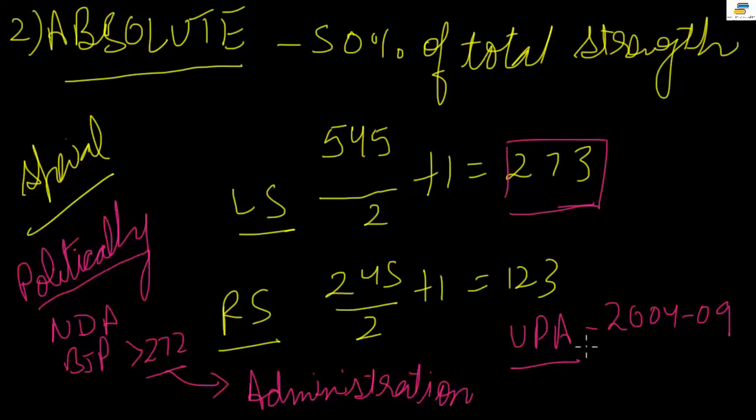Now the UPA government in its tenure from 2004 to 9 was not having absolute majority. In fact, the 14th Lok Sabha election was called a hung parliament, because they were not having majority over here. But then how can they make a government without a majority? Because somebody was supporting them to cross this mark, but not wholeheartedly, not fully. They were just giving them outside support.